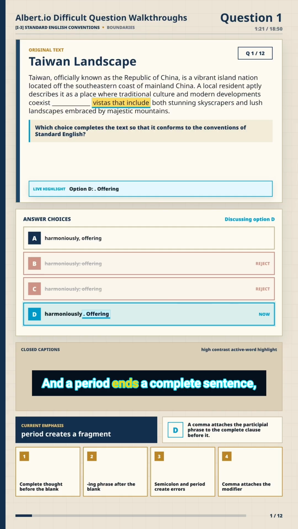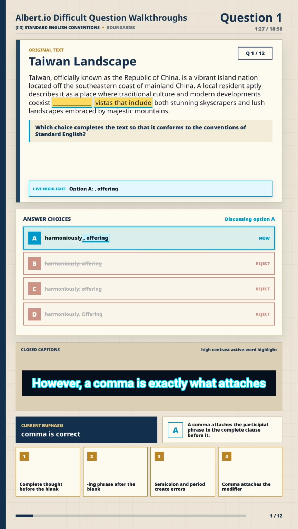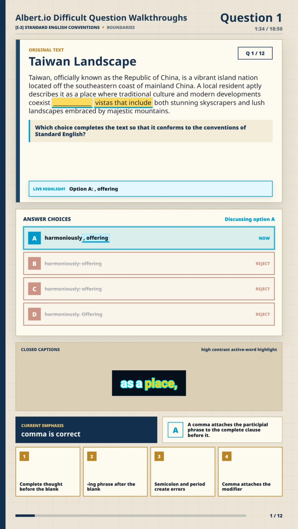And a period ends a complete sentence, so option D would leave offering vistas stranded as a fragment. However, a comma is exactly what attaches a participle phrase to a clause. The phrase offering vistas describes Taiwan as a place, and the comma signals that relationship. So the answer is A.